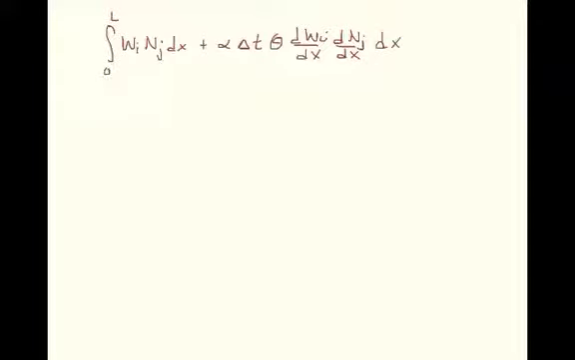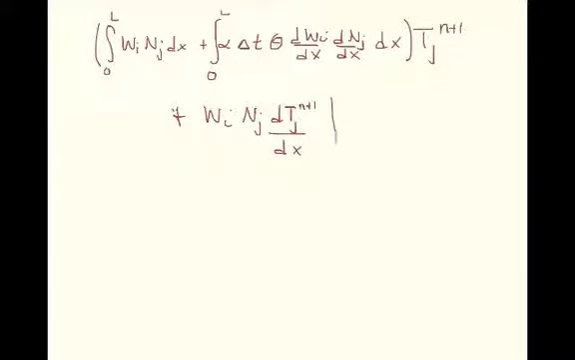In the last video, we had a left-hand side that looked like the integral from 0 to L of W sub i, N sub j dx, plus alpha delta t theta, dW_i/dx, dN_j/dx, dx, times T_j at n plus 1, plus our boundary term, W_i N_j dT_j at n plus 1 dx evaluated at 0 and L. Let's leave the boundary term.